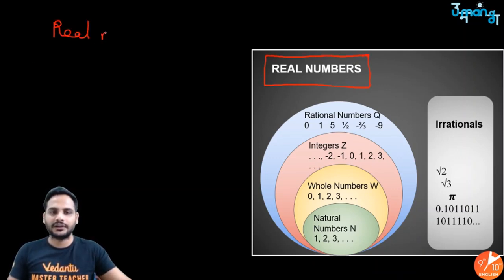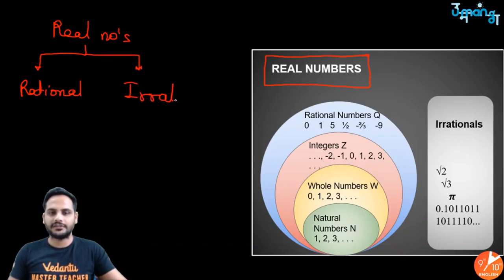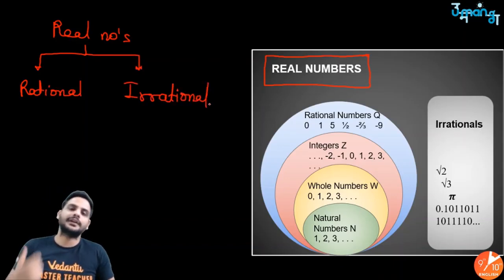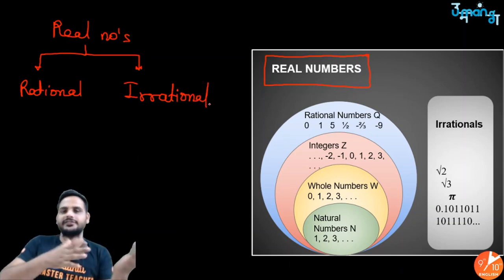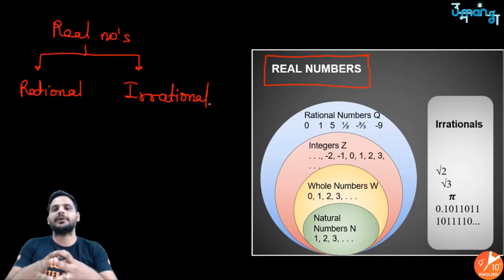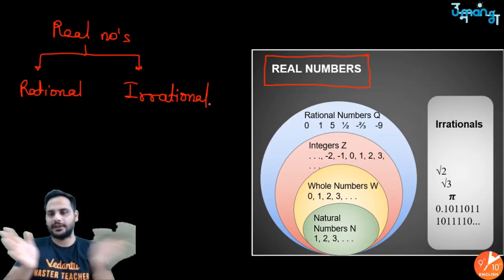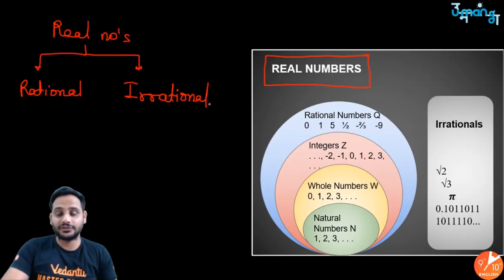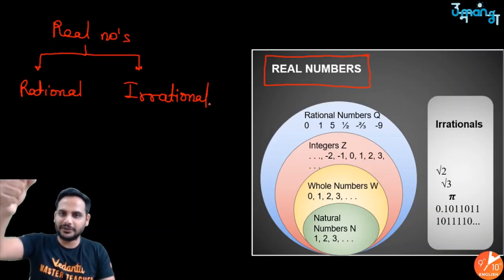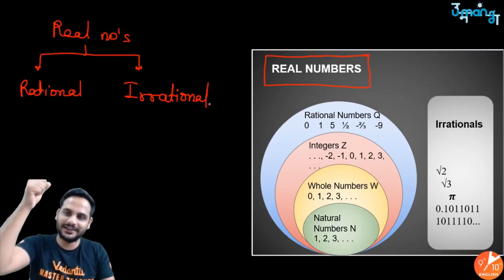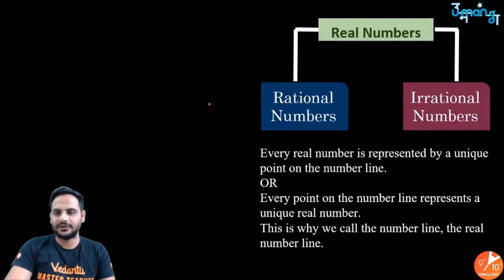So you understood what real numbers mean? That means in real numbers we have rational as well as irrational numbers. If you combine both, you will get real numbers, rational plus irrational. Got it? So when I say real number, I mean both rational as well as irrational numbers. Real number is the biggest bag over here. Correct? So real number means rational number plus irrational numbers.